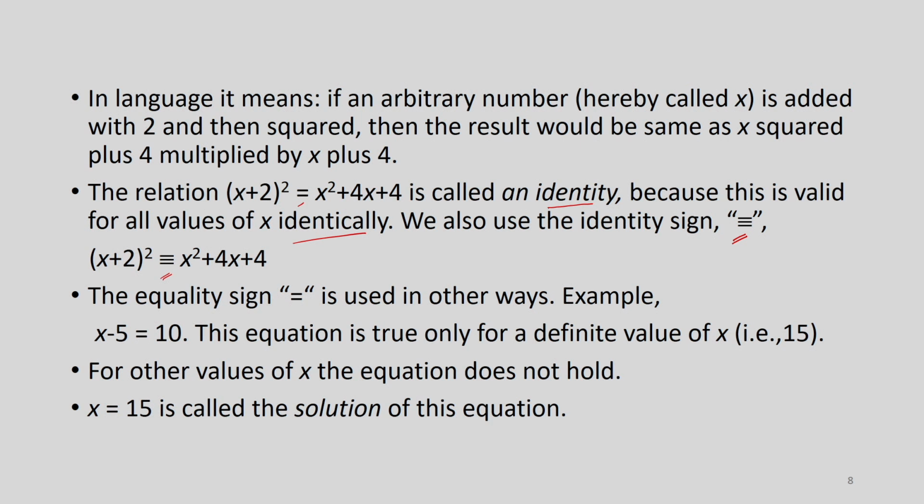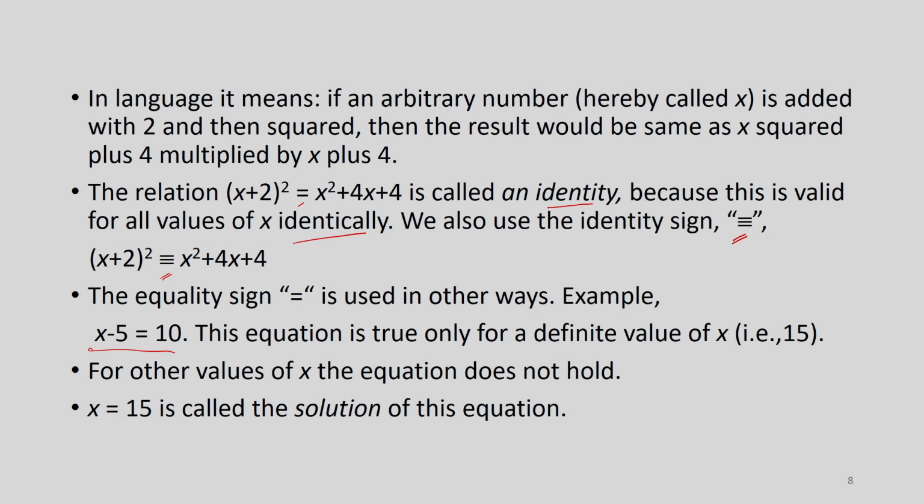For example, x − 5 = 10. Here I have used not the identity sign, but the equality sign. This equation is true only for a definite value of x, that is 15. So, this relationship x − 5 = 10 is correct only for a particular value of x, which is 15. For other values of x, this will not be correct. For example, if you put x = 5, then 5 − 5 = 0. So, the left hand side will not be equal to the right hand side.